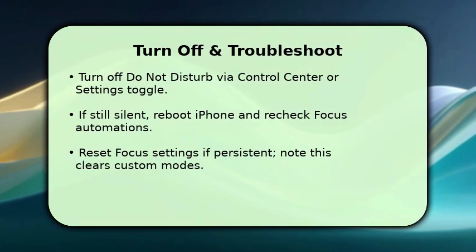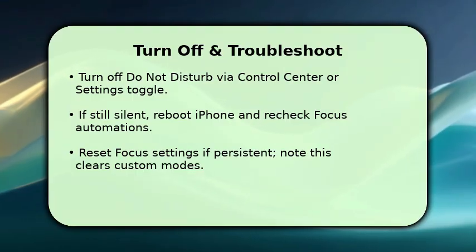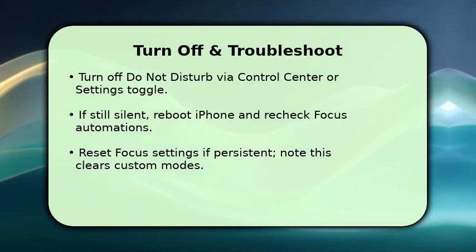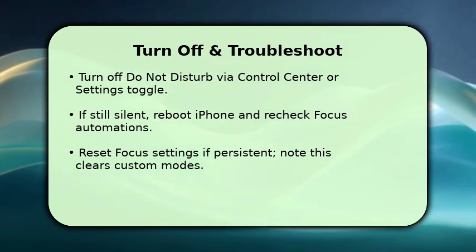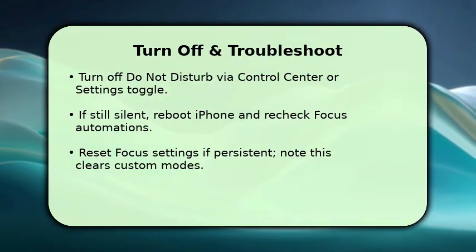To finish, turn Do Not Disturb off. Swipe to Control Center and tap the moon icon or toggle it off in settings. Once done, make sure sounds and banners return by testing a call or message. If you still hear nothing, reboot the iPhone to clear temporary system issues.